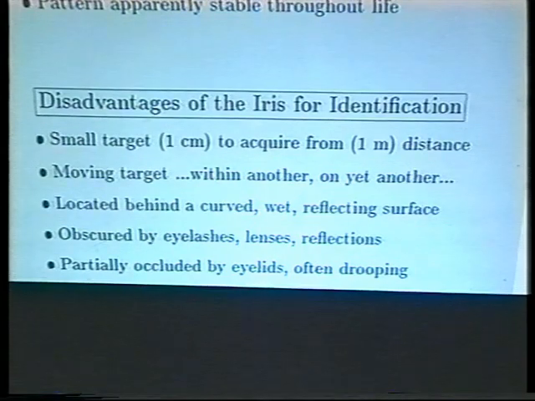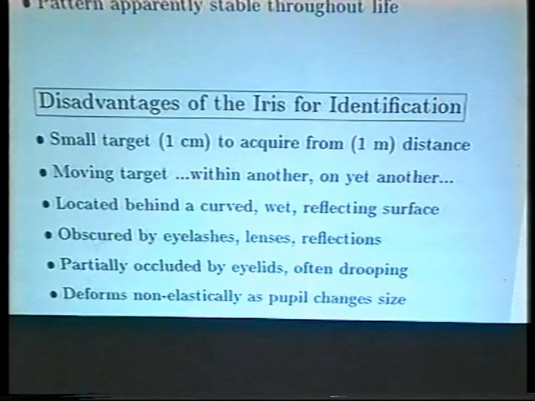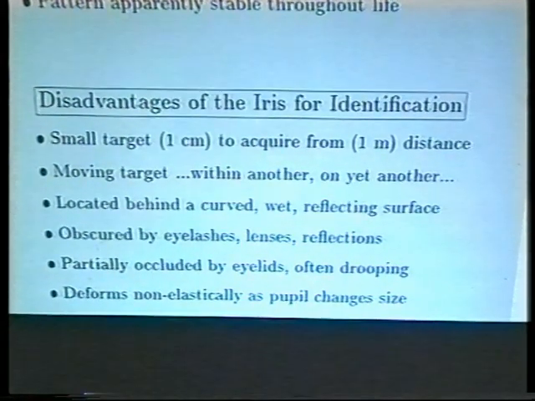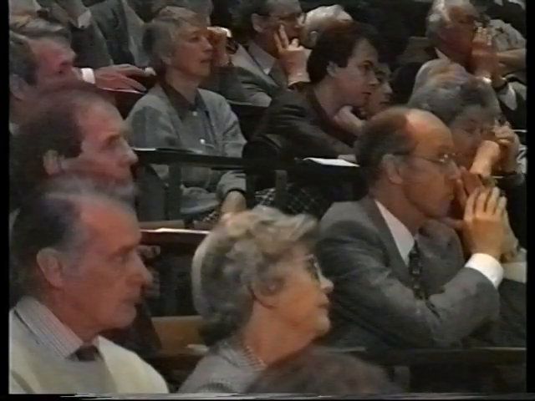It's occluded by eyelids, often drooping eyelids. It deforms non-elastically as the pupil changes size, so you need a fairly sophisticated mathematical model of the deformation in order to invert it to get the same iris pattern regardless of the diameter, the size of the pupil.